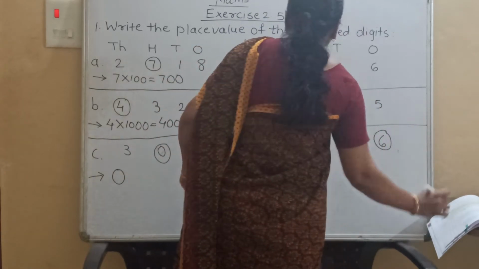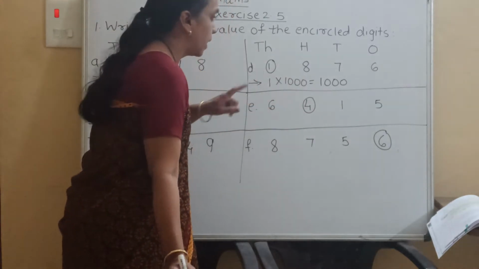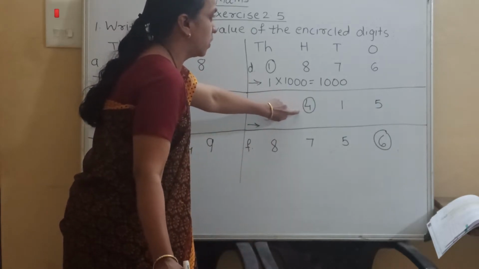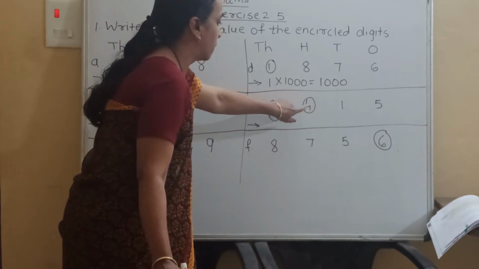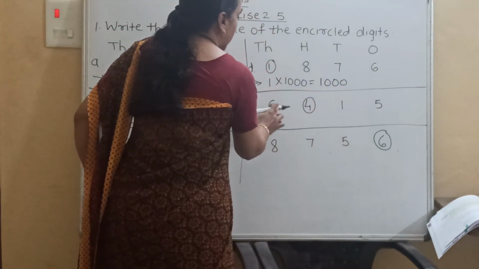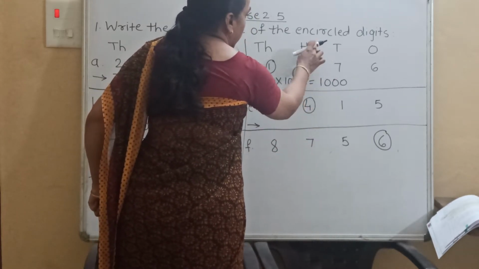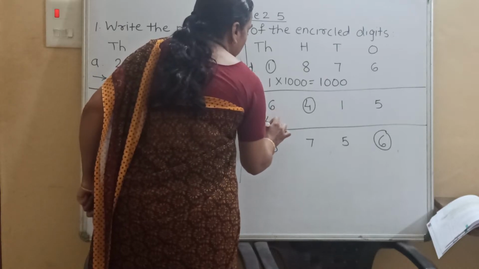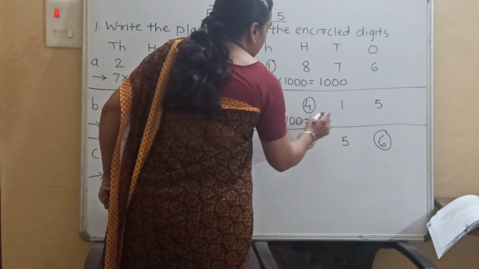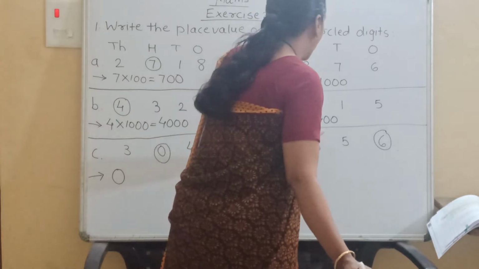Okay, now see question E. What is given in this E question? 6450. What do we have to find out? We have to find out the place value of this circled digit, 4. Place value of 4. So start with ones, tens, 100, 1000. Where is the 4 located? Below the 100. So we multiply by 100. 4 multiplied by 100 equals what? 400. So our answer is 400.